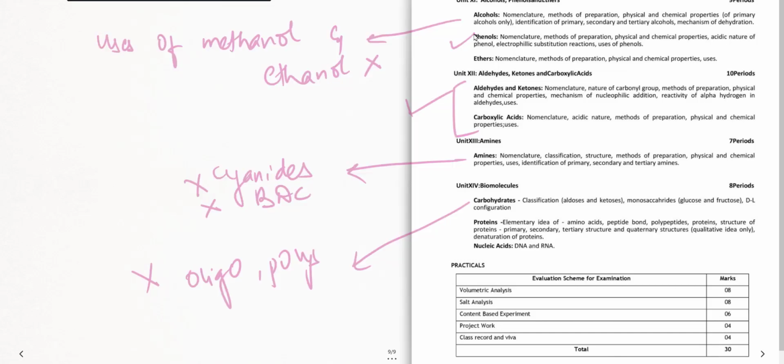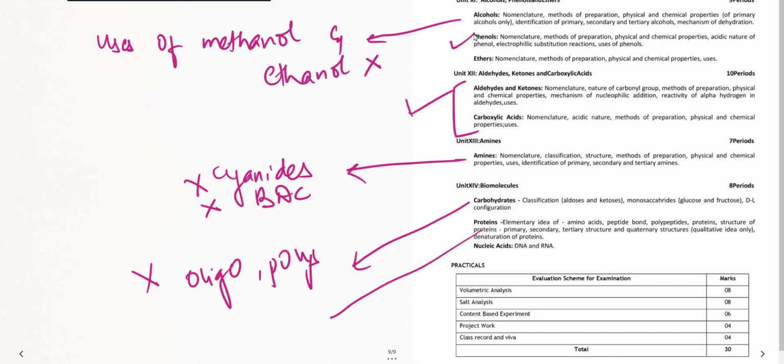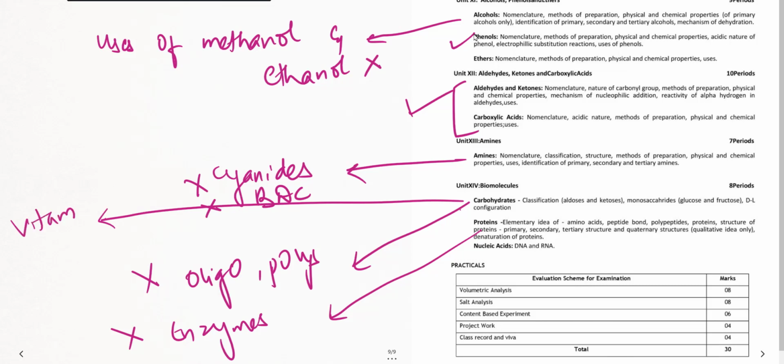Now, when it comes to proteins, the elementary idea of enzymes is not there. And in biomolecules, the topic of vitamins they have completely taken out. The vitamins topic is not there in this 2021 syllabus. As you know, the polymers chapter and the chemistry in everyday life chapter are deleted, as I have discussed.